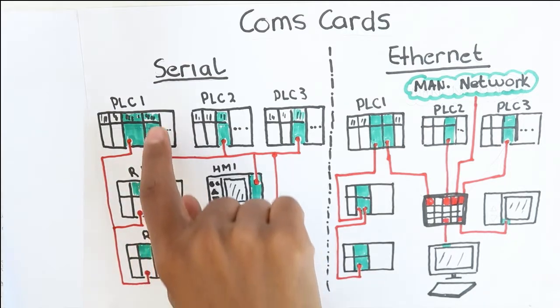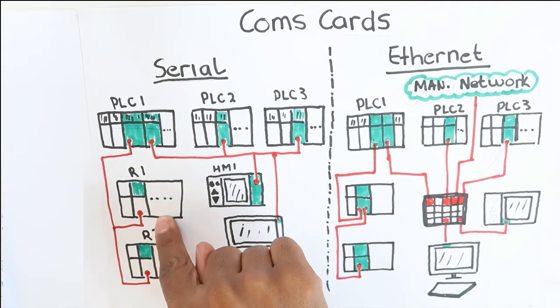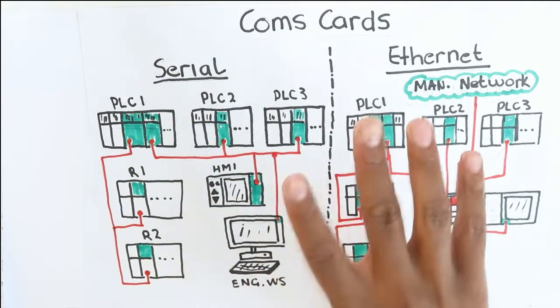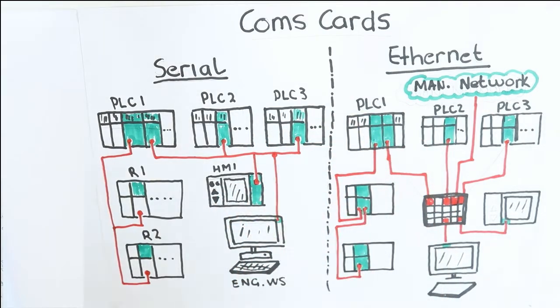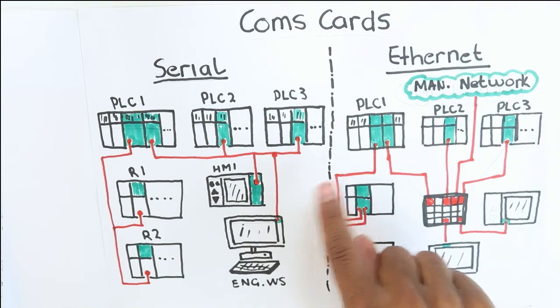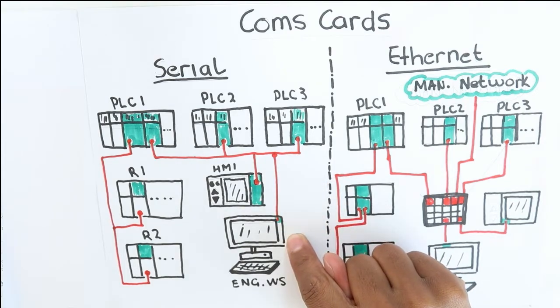Another thing to note is that if your main rack has a serial comms card, then the remote racks will have serial communication cards as well. It is possible to communicate between the two different medias. You can get away with it by using media converter. However, you need to be aware of the limitations that you might have.